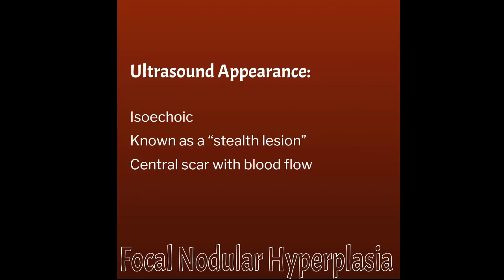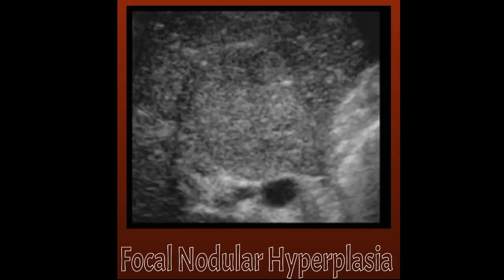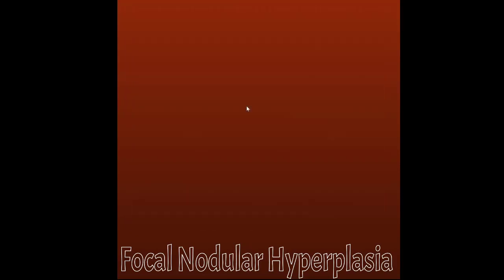Every once in a while, though, they will come along with a central scar, which actually might draw your eye to the lesion itself. The central scar typically is a central blood flow area. So here it is. Here's your focal nodular hyperplasia. You can actually see the border coming along this upper edge here and coming along down here. This is the IVC below it. So this is the focal nodular hyperplasia. You can see it's very isoechoic to the surrounding liver tissue.